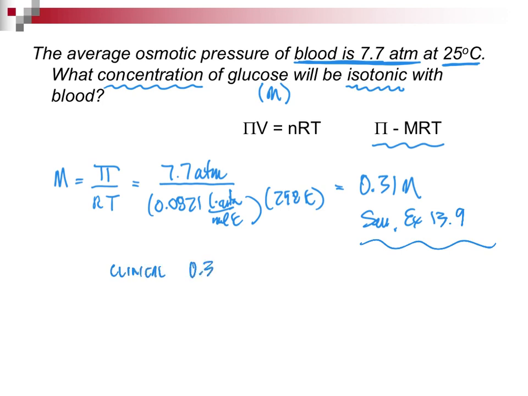If we have a 0.31 molar solution of glucose, that's going to be 5.3% mass percent or weight percent. So again, I'm just trying to show you a little bit of a link between the two. In that problem, they talk about the physiological saline amount. So this is just a starting point.